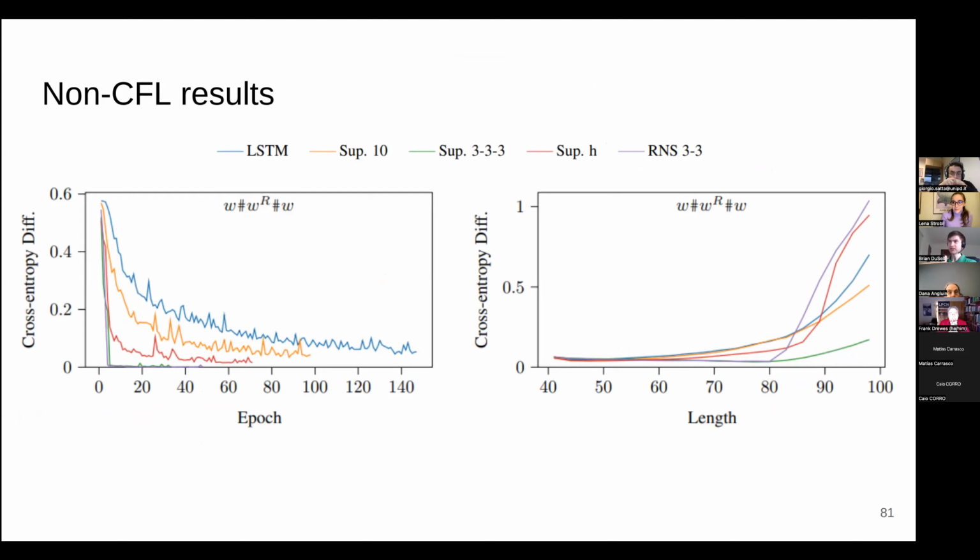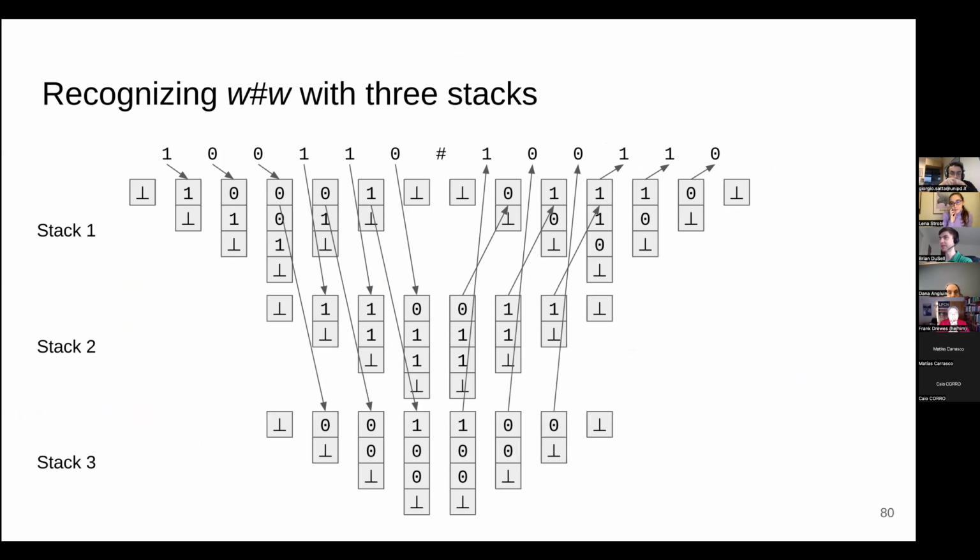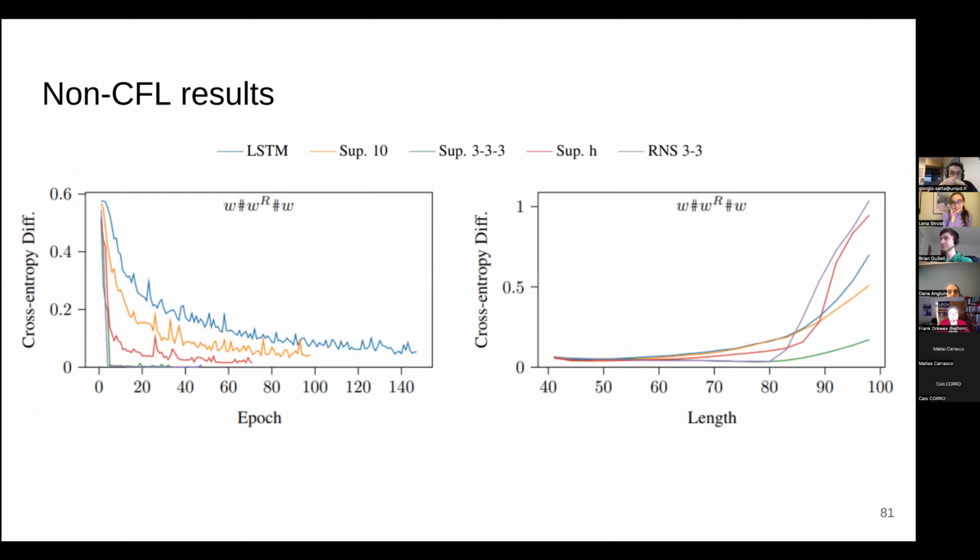Okay, it'd be a little easier to explain if I showed a diagram, but for this language, the reason it helps is you could solve this with just 2 stacks. You could push all the symbols in W to stack 1, and then in the middle part, you pop from stack 1 to match with W reverse, and at the same time, you push W reverse to stack 2. And then in the last part, you match W. Fair enough.